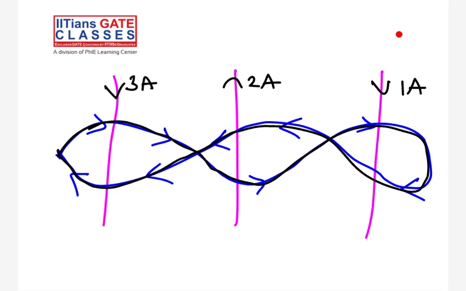Yeah. So the answer is going to be 2. No, cross check. No, -2 is also wrong. 0. So all combinations: 3 plus 2 plus 1, 3 minus 2 plus 1, like that. So how many combinations will come? 6? No.